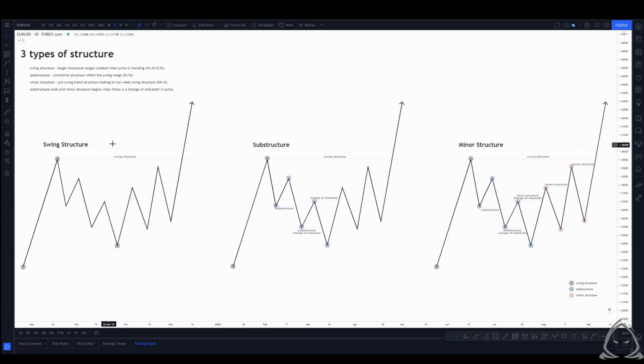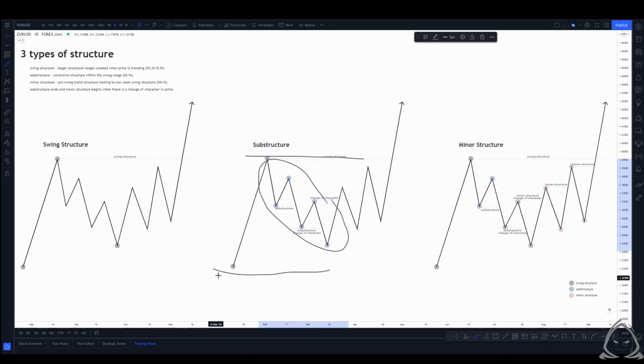Now we can move on to what substructure is. I had mentioned briefly what substructure was in the previous videos, but more specifically, it's the corrective structure within the overall swing range. As we can see, our swing range is between this low and this high, and any price action that happens within the low and the high of the swing structure would be considered substructure. More specifically, the corrective price action that we're seeing, the counter trend.